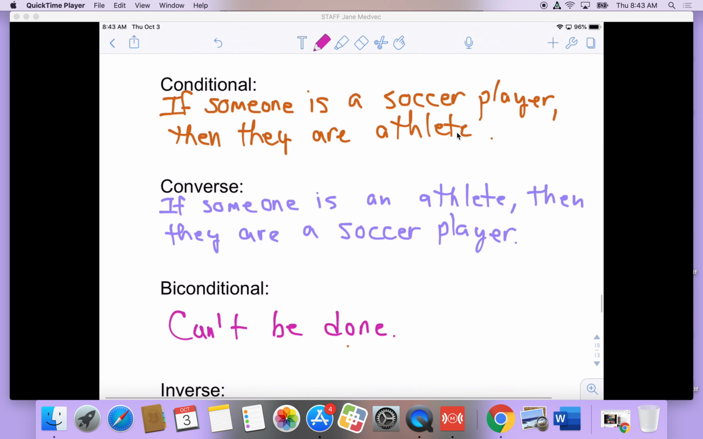Now, question. If I were going to write this as a biconditional statement, how would I do it? What would I say? Yes? Someone is a soccer player if and only if they are an athlete. That is correct. So you're going to take the conditional statement, take off the if, take out the then, and put in if and only if. Very good. Okay? But we can't, so we're not going to. All right, let's keep going.